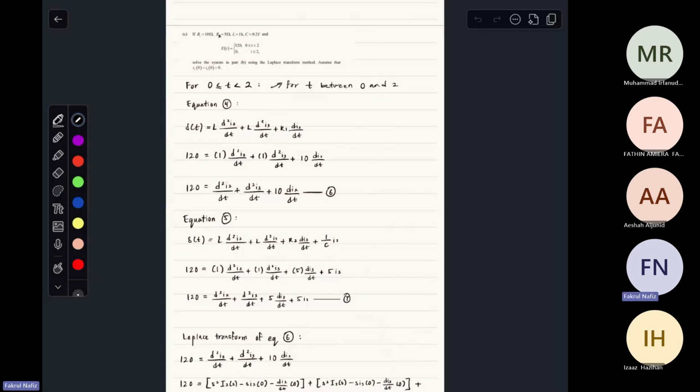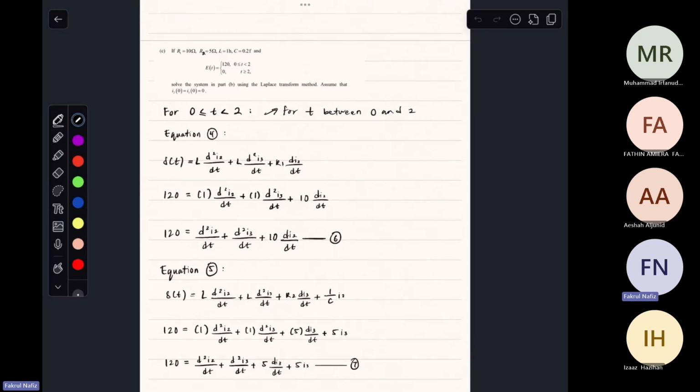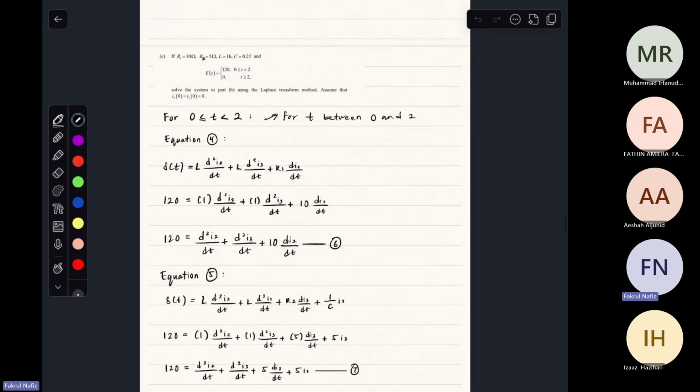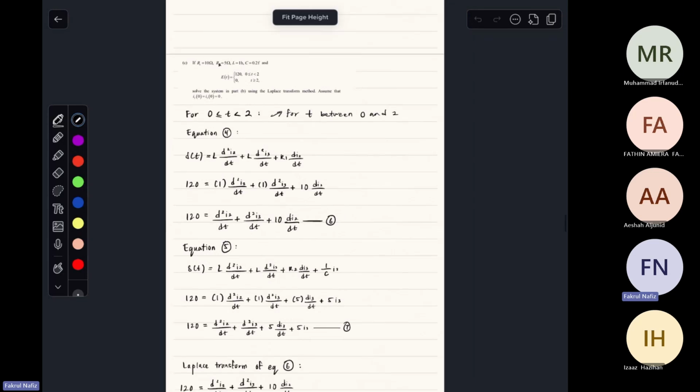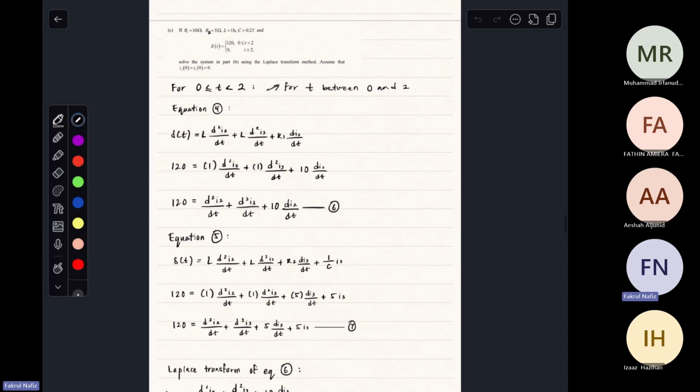So the part C question, it's given the value of R1, which is 10 ohm, R2 5 ohm, inductor 1, and capacitor 0.2 farad. So for the value of t in between 0 to 2, the value of Vt is 120. So we're going to insert the value of Vt into both of the equations previously, which is equation 4 and 5. And don't forget to also put the value of L and R inside the equation.